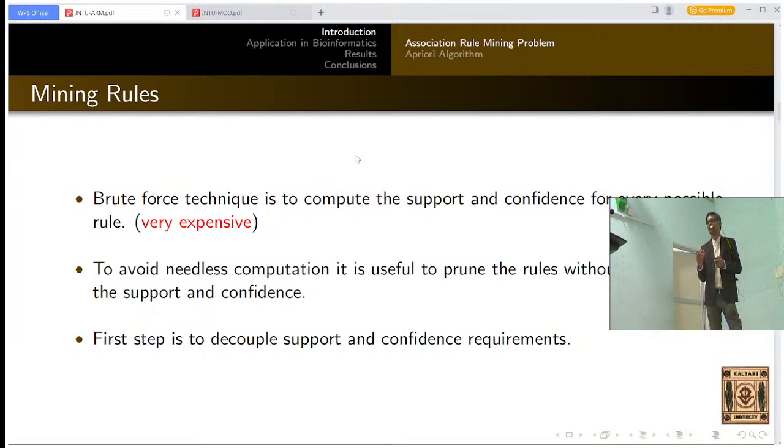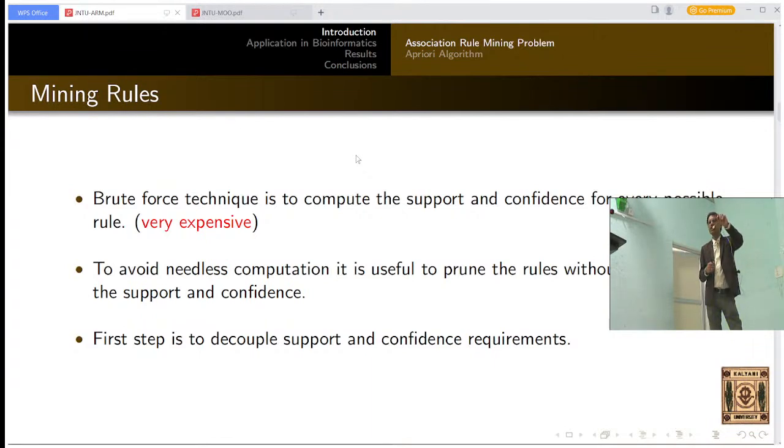N equal to 4? 2 to the power 4 minus 1, right? 2 to the power 4, yeah, 2 to the power 4 minus 1. No, I'm just saying probably wrong. Yeah, yeah, it is like that.